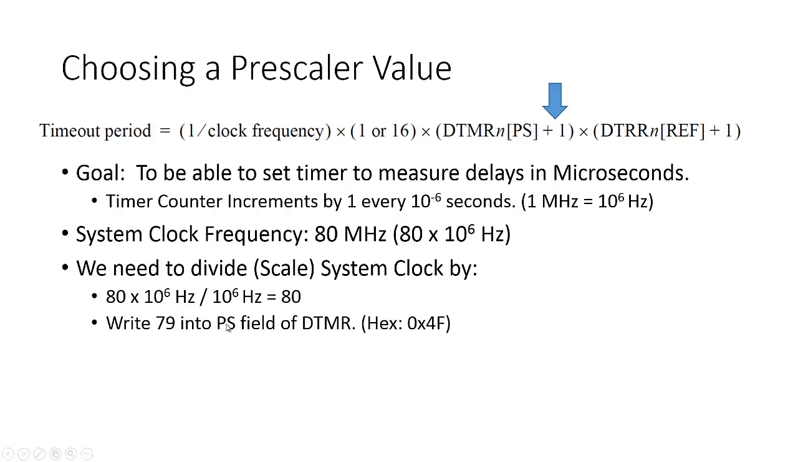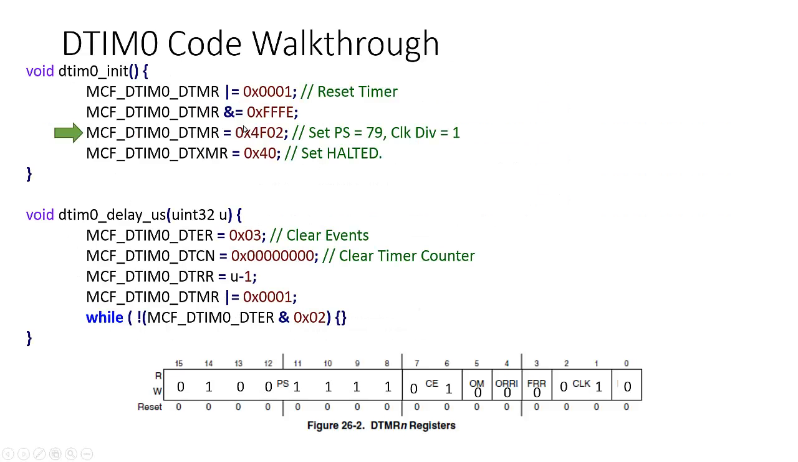So we want to write 79 to the prescaler field of DTMR, and that gives us the 79 is a hex of 4F, and we just put those in the upper 2 nibbles, and that gives us exactly what we want out of our code here. And that's why we got 4F02 instead of what would be 50, which would be 80 in hex.